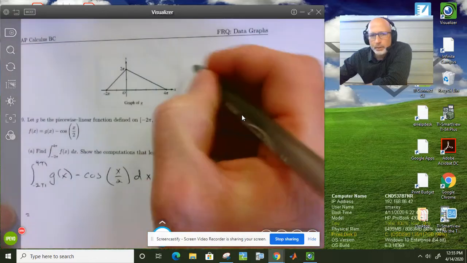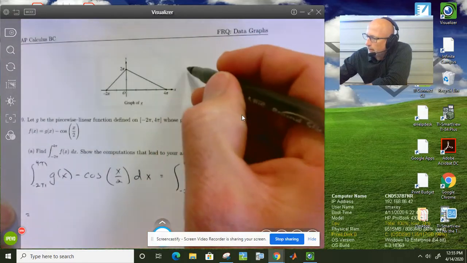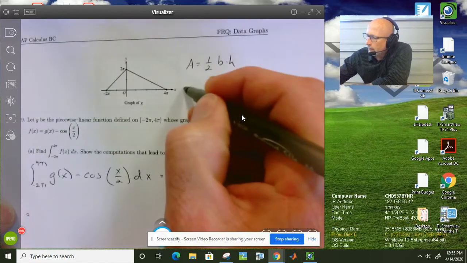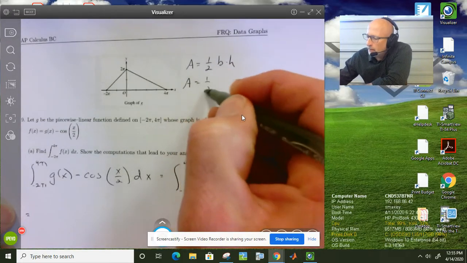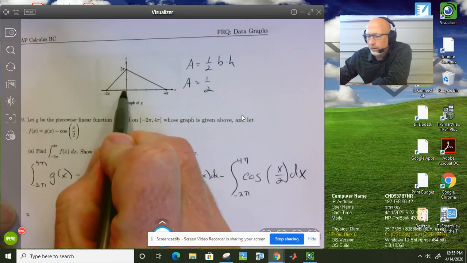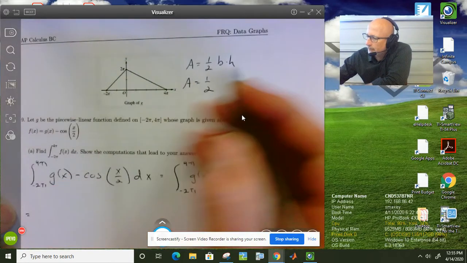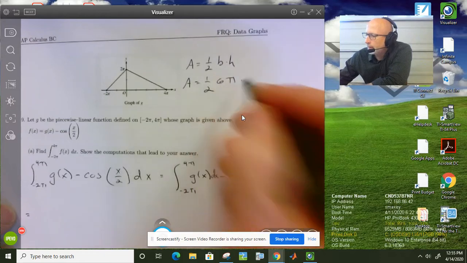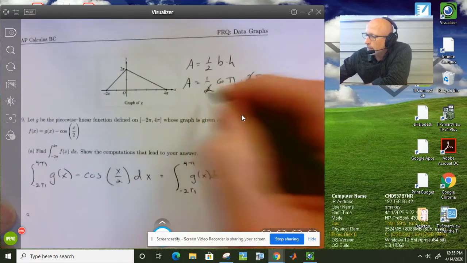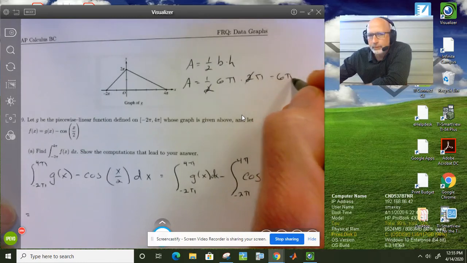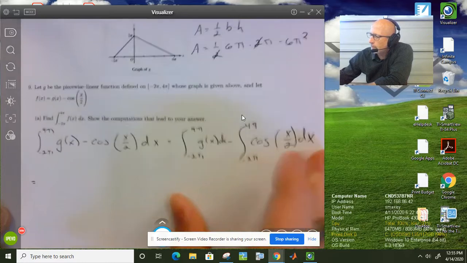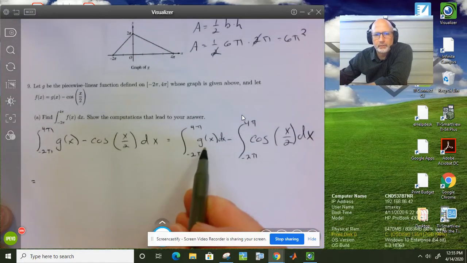So I'm going to go up here. The formula for the area of a triangle is area is equal to 1/2 the base times the height. Now the base is the distance from there to there. So from there to there is 4 pi, from there to there is 2 pi. So the base is going to be 6 pi, and then times the height, and the height is 2 pi. The 2's cancel, so I'm left with 6 pi squared. Kind of a weird thing. Okay, pi squared.